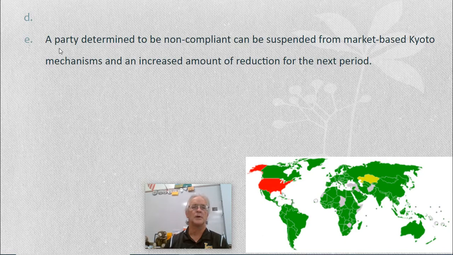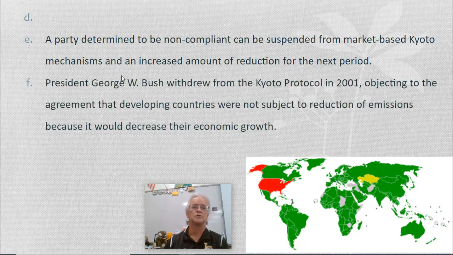A party is determined to be non-compliant and can be suspended from market-based Kyoto mechanisms and given an increased amount of reduction for the next period. President George W. Bush withdrew from the Kyoto Protocol in 2001, objecting that developing countries were not subject to reduction of emissions because it would decrease their economic growth. But what you can see here is that currently there are only 3 countries that are not part of the Kyoto Protocol. This country right here, and the United States, and one down in Africa.